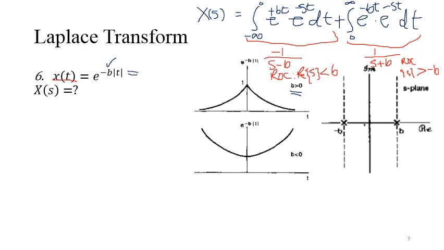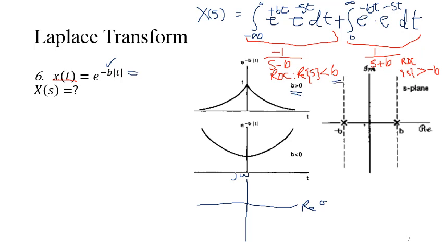Okay, so if I plot the region of convergence for the first case, this is the ROC, right? That's the real part, sigma, and here j omega is the imaginary part. For example, for this case, it should be less than b.